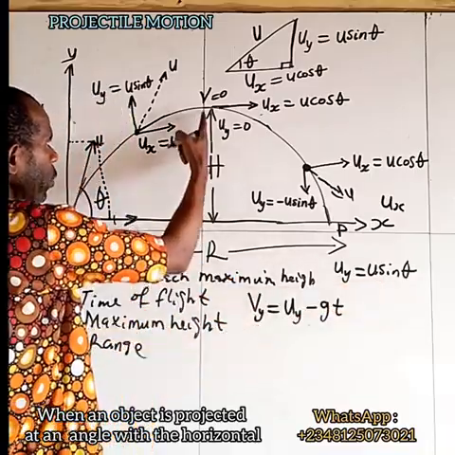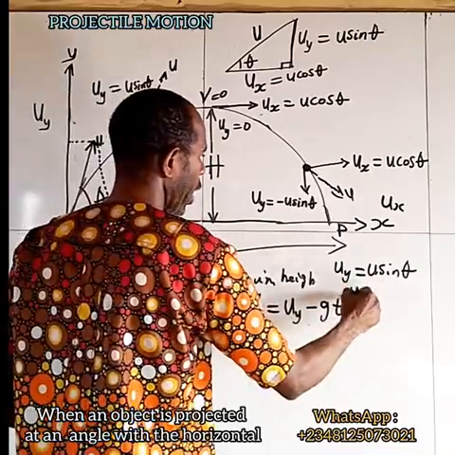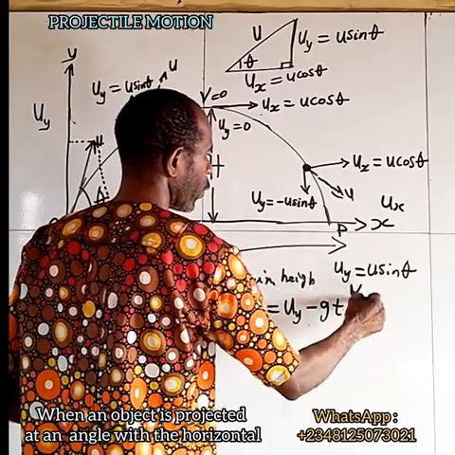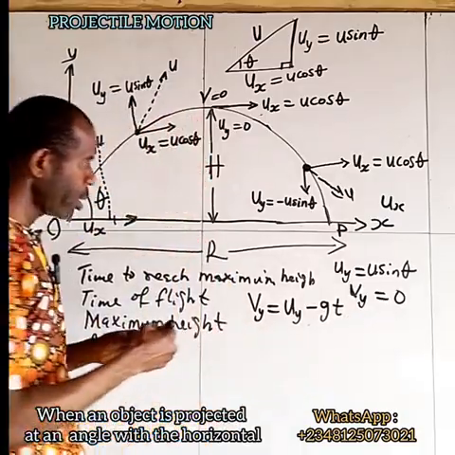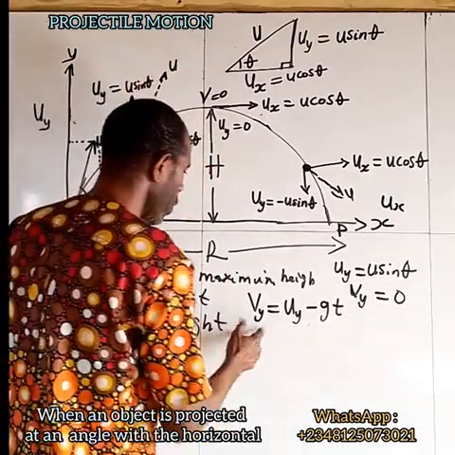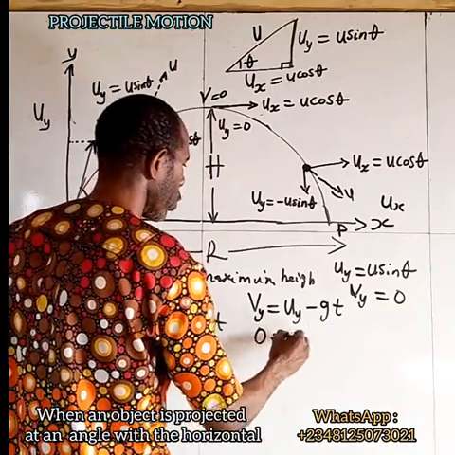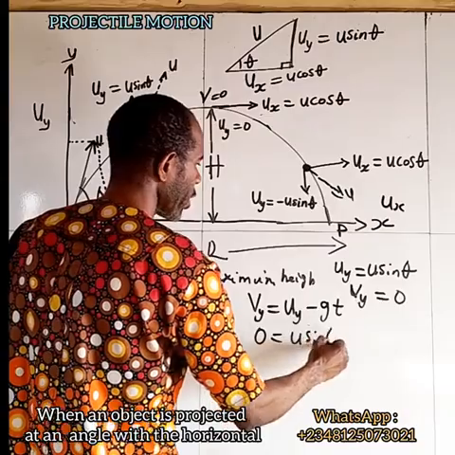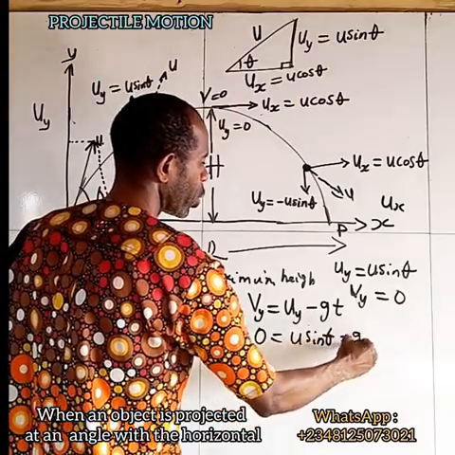And remember, getting to this point, V of y is equal to 0, because when you get to the maximum height, then the V becomes 0. So here we have 0 equal to u sine theta minus gt.